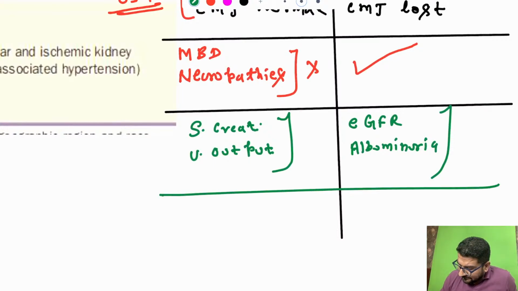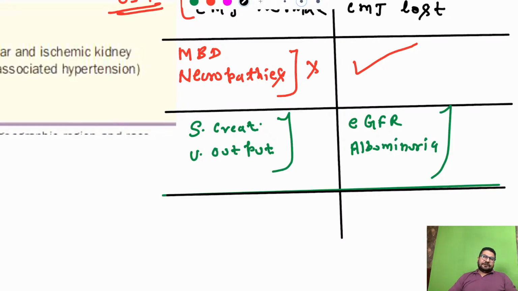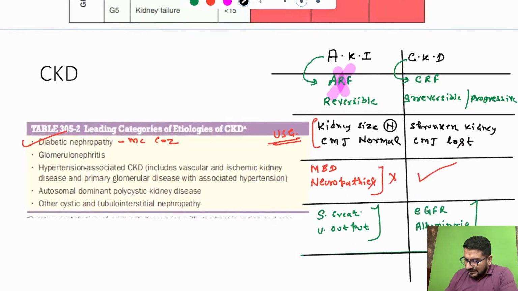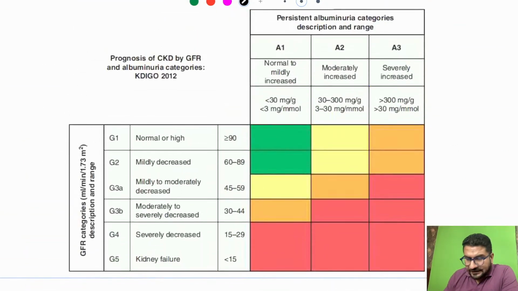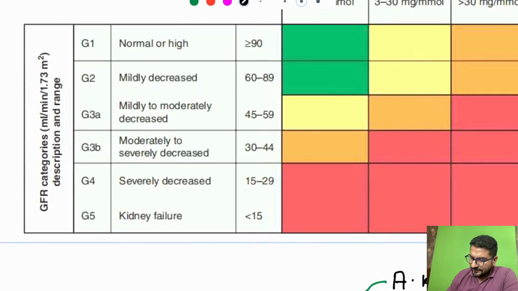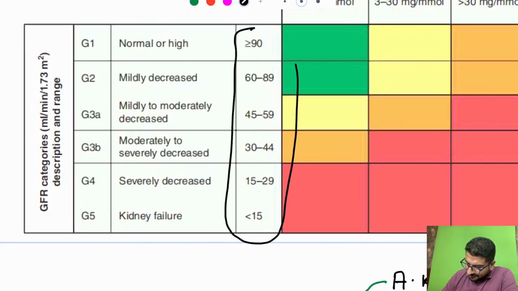For AKI, what else do we have? In acute kidney injury, we have different classifications. For example, we have the RIFLE criteria. Then what we have, KDIGO, nowadays we use. If you look, this is CKD's classification based on GFR, and we can also classify based on albuminuria. So for us, the important one will be based on GFR, which you have to remember.